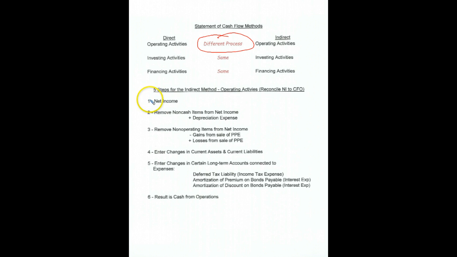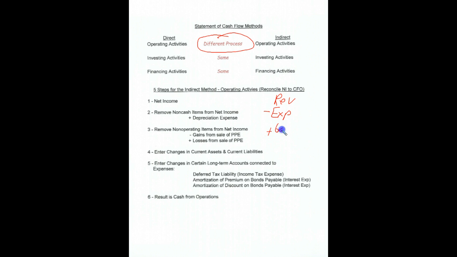It's the same. We start with net income. We're going to remove anything that's non-cash. We're going to remove anything that's non-operating. So remember, we have revenues minus expenses. That gives us net income. So if I want to remove an expense, remember I have to add it back to cancel it out.